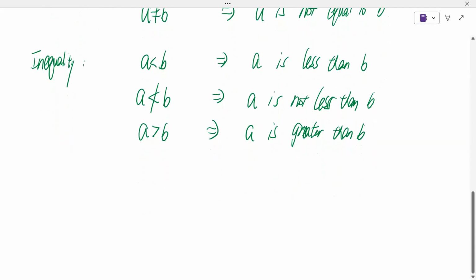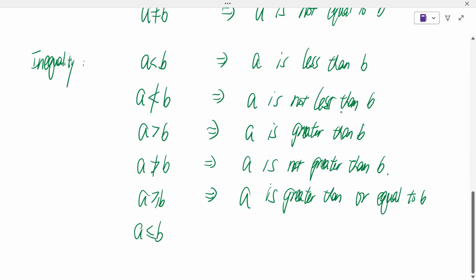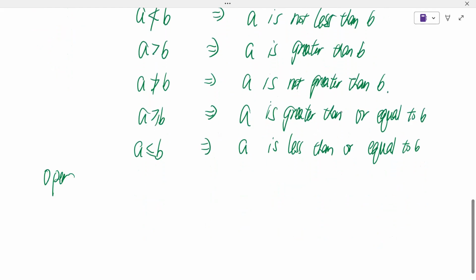And also we have some other comparison symbols like A is not greater than B. And we have A is greater equal to B. This means A is greater than or equal to B. Last one is A is less equal to B. A is less than or equal to B. And we also have operation symbols like addition, subtraction, so operation symbols.